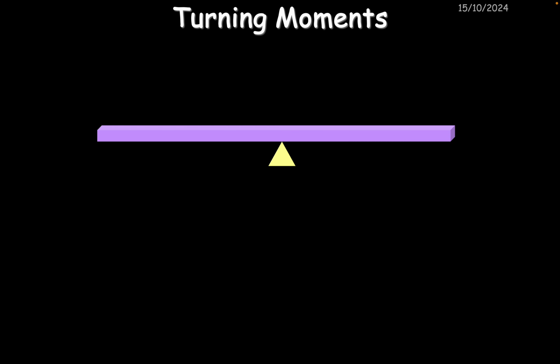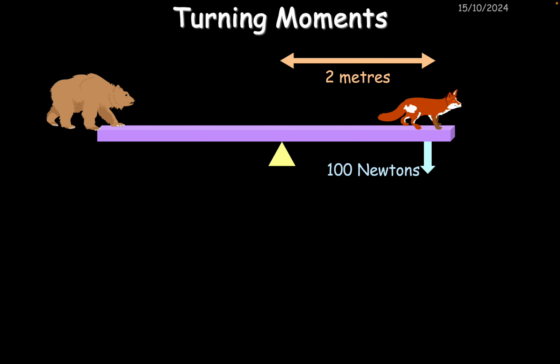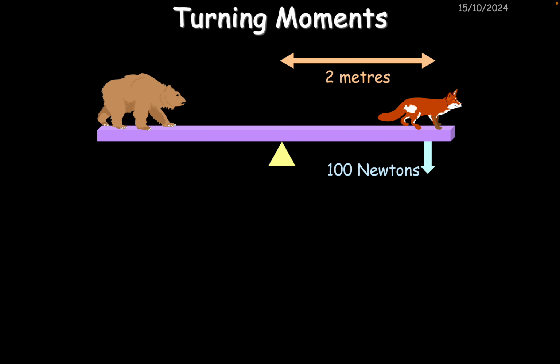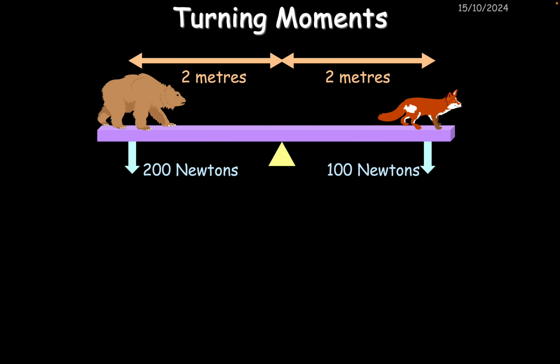The spanner works, and so do these seesaw examples with the animals. Now, if we try to balance the fox against the bear, and this time the fox is only 2 meters from the pivot or the turning point, the clockwise moment is 2 times 100, that's 200 newton meters, and the bear is also 2 meters away. Obviously the fox will not be able to balance the weight of the bear because the distances are the same. So is it in balance? The answer is no. So this seesaw will not be in equilibrium.